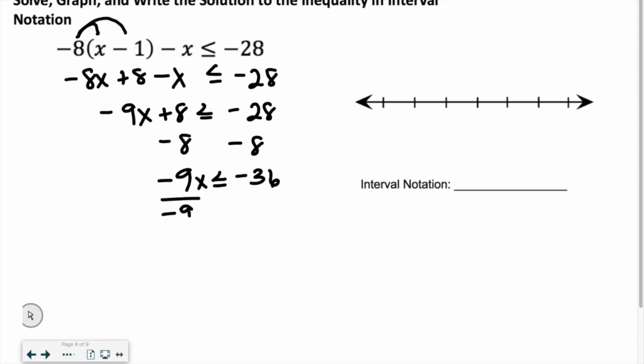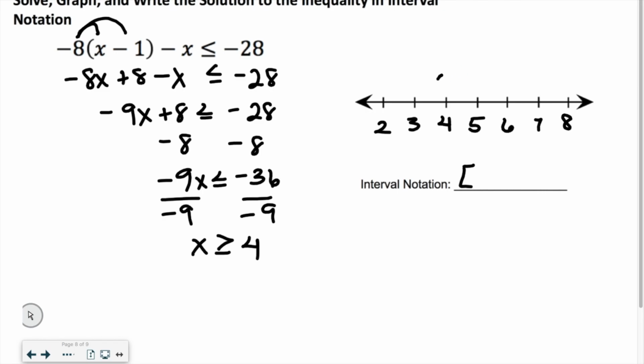Then you divide by -9. And because we divided by a negative, we have to flip the sign. And -36 divided by a -9 cancels out the negative, making a +4. So we have a greater than or equal to, so I know we're going to have a bracket here. And it's a 4, so we'll put 4 here.